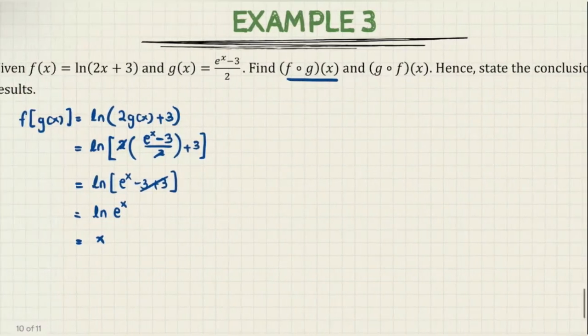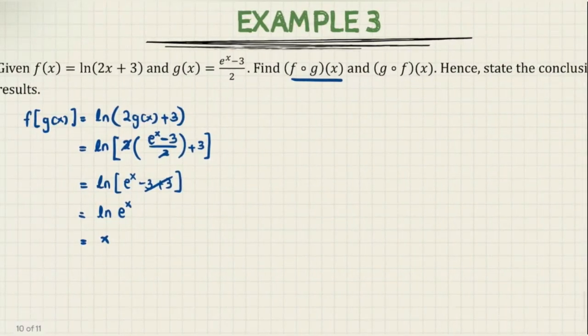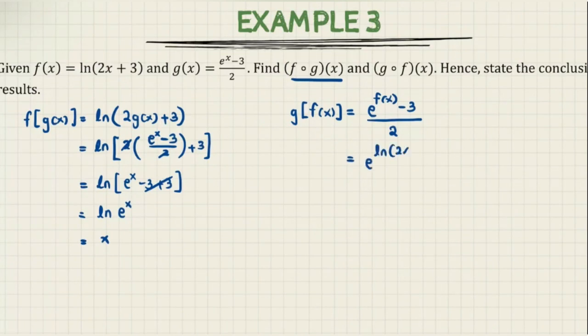And now let's find out g of f. So g of f maksudnya saya akan gantikan f dalam g. So x kat sini gantikan dengan f. So bahagikan dengan 2. Okay. Now saya masukkan e of ln 2x plus 3. Okay. Minus 3 divided by 2.